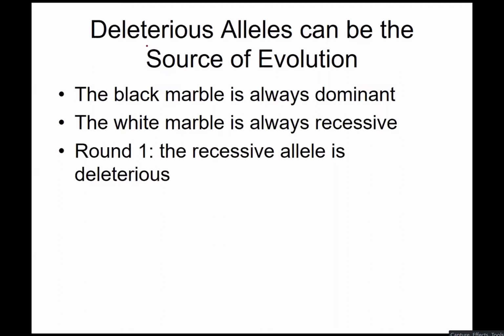For both of these examples, Table 12-1 and Table 12-2, we're going to say that the black marble is the dominant allele, whereas the white marble represents the recessive allele. And in round 1, we're going to say that the recessive allele is deleterious, or the white marble is deleterious. I'm going to stop sharing my screen for just a second and go back to the video, and I'll show you what we're doing here.